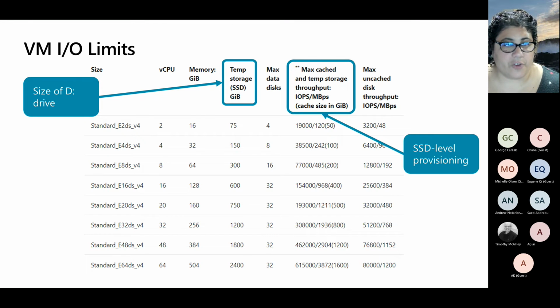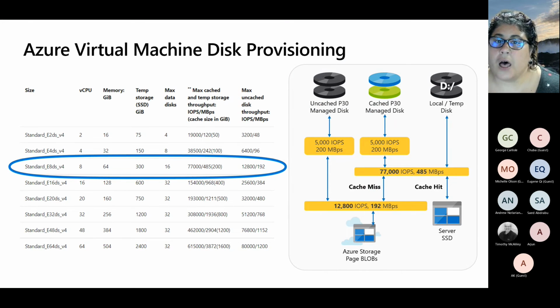And then disk level provisioning is on the managed disks themselves. These will each have some limit. So we generally recommend P30 drives. And with P30 drives, you get 5,000 IOPS and 200 megabytes per second of throughput. So that would be the disk level limit.